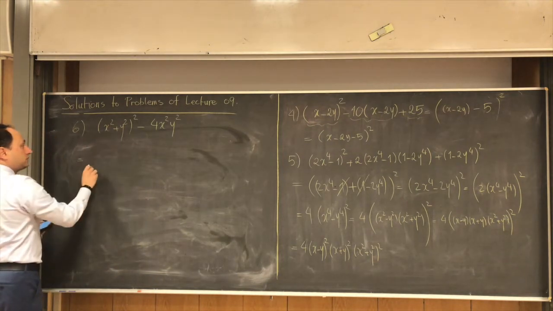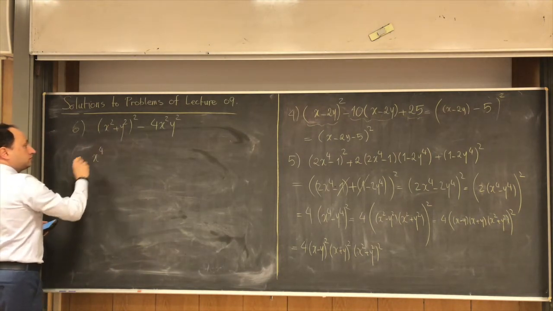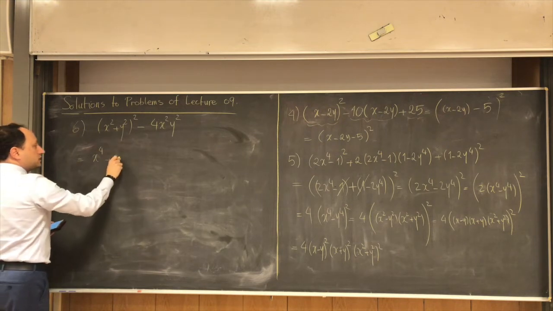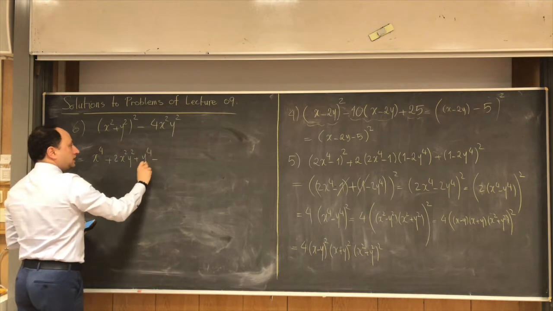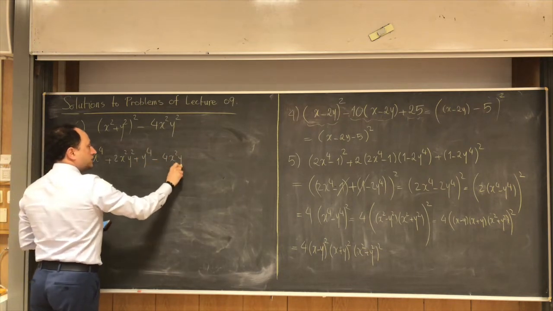I raise it to power 2. It becomes the first one to the 2, 2 times the first one times the second one, and the second one to the 2. And then I have minus 4x squared y squared.